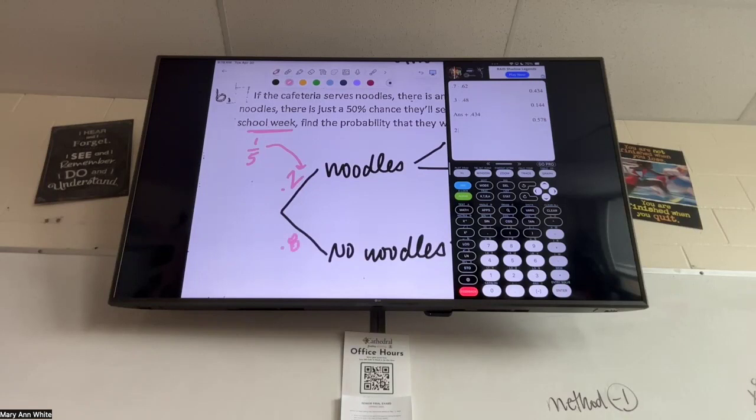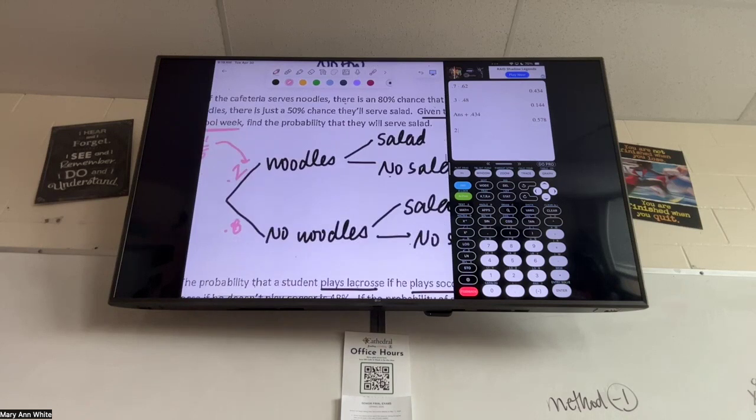0.8. Now we'll go back to our noodle branch and we'll go, okay, if they serve noodles, what's the percentage they'll serve salads? 0.8. What's the percentage then that they won't have salads? 0.2. What about if we don't have noodles, what's the probability we will have salad? 0.5. And then no salad would also be 0.5. Everybody doing okay so far?